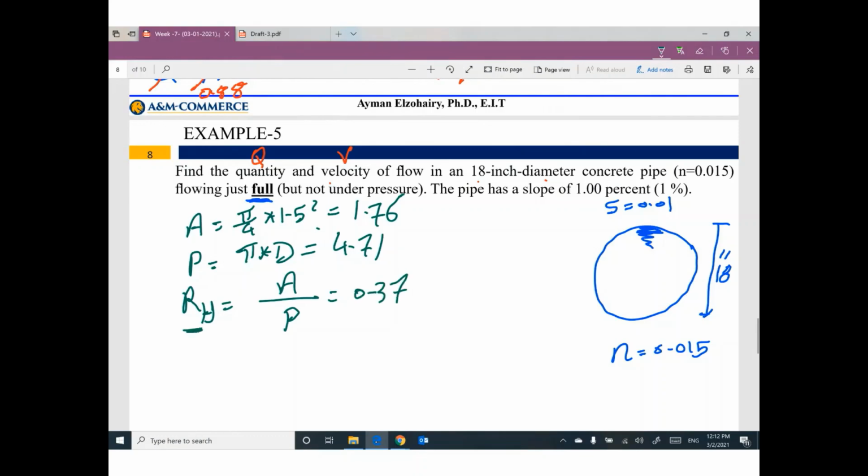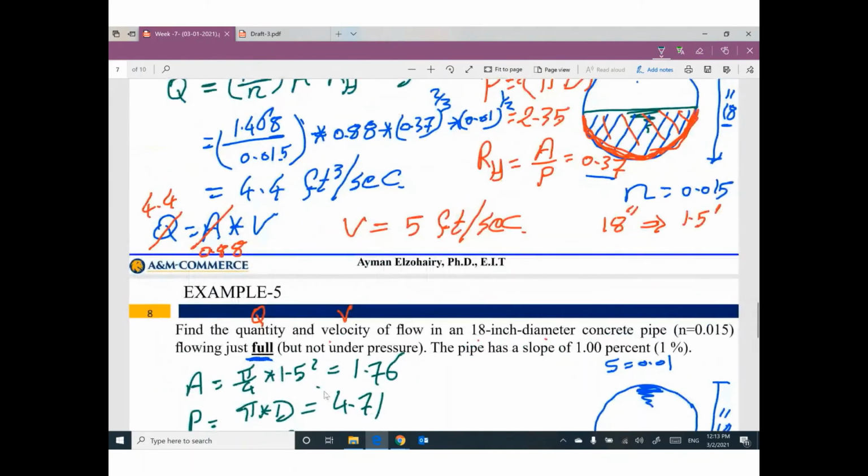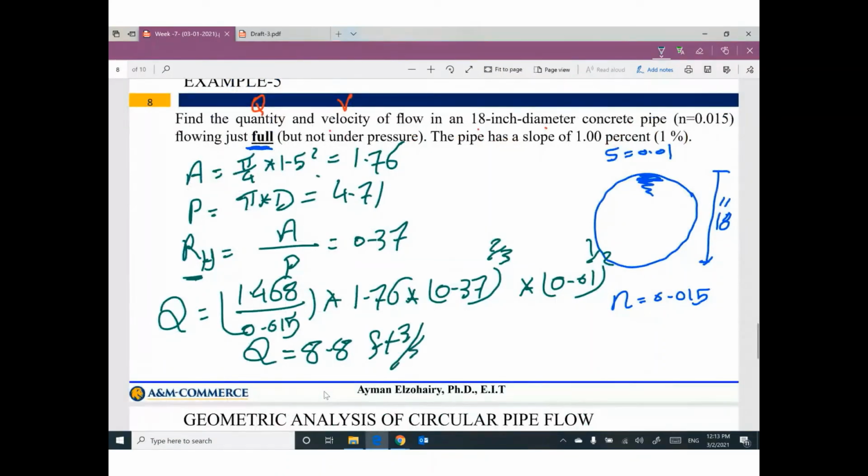If you have the same hydraulic radius, your discharge equal 1.468 divide Manning coefficient times area 1.76 times hydraulic radius to power 2/3 times slope to power 1/2. I can figure out the discharge. The discharge will be, I think, 8.8 cubic feet per second, and then the velocity will be the same probably. Yes, 5 feet per second.